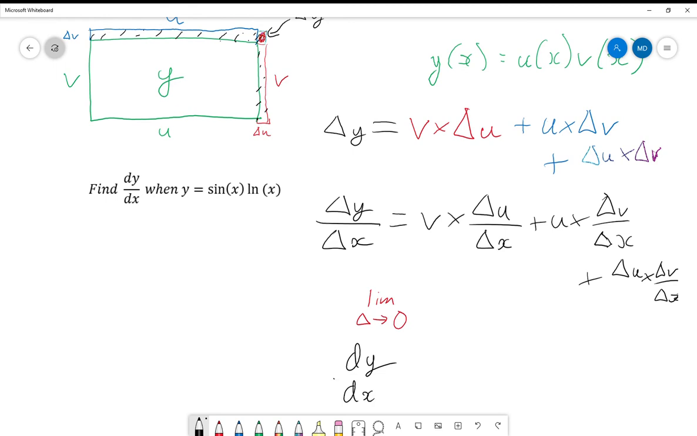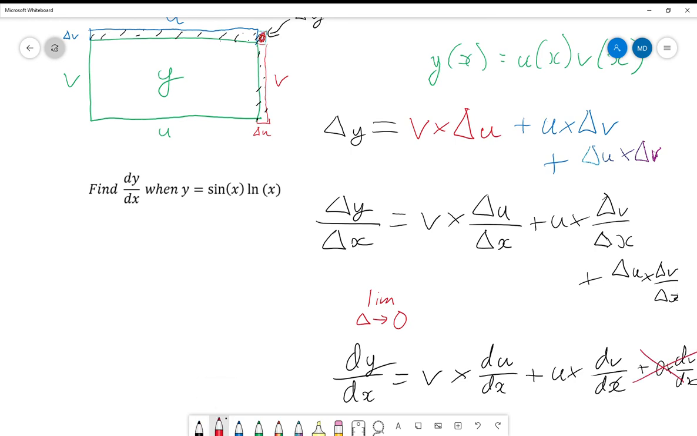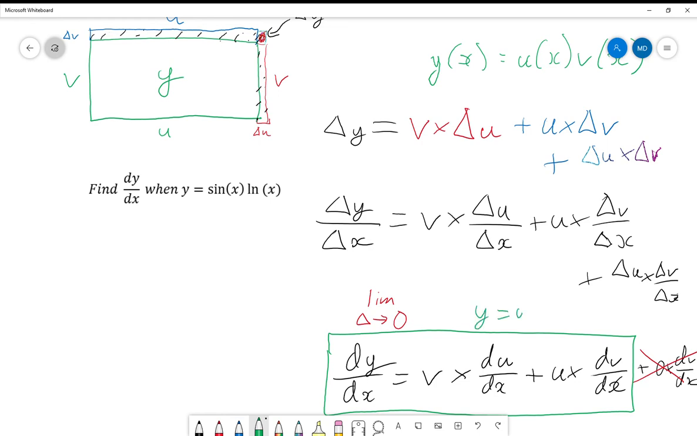dy by dx is equal to v multiplied by du by dx plus u multiplied by dv by dx plus, well, we are still going to get dv by dx, but the delta u is going to tend to 0. So it's 0 times that, and so this bit disappears entirely. And so now we have our product rule, that dy by dx is equal to v times by du by dx plus u times by dv by dx, if we can write y is equal to uv for some functions u and v, functions of x.